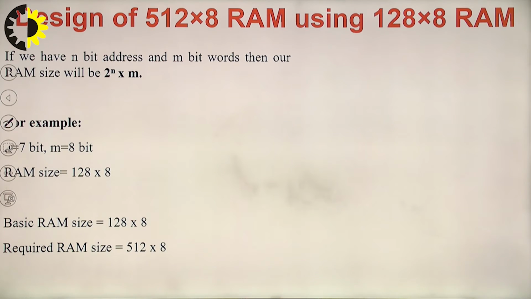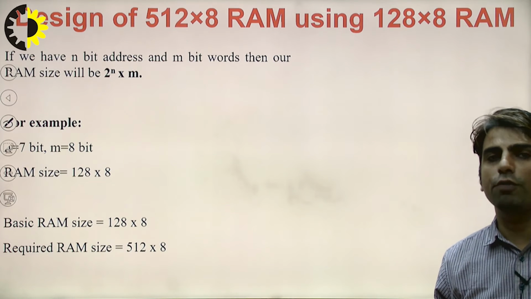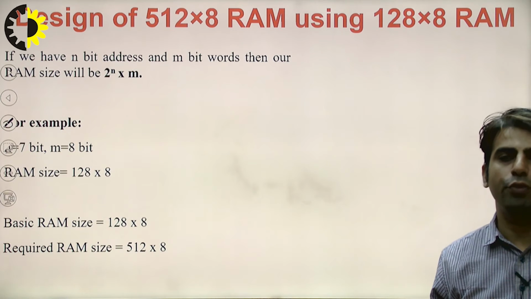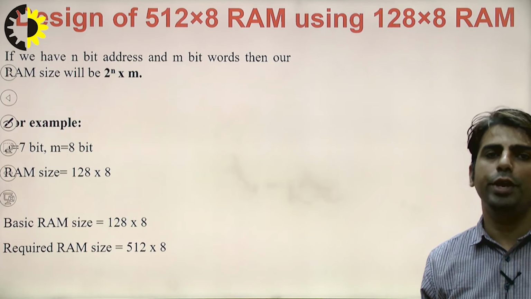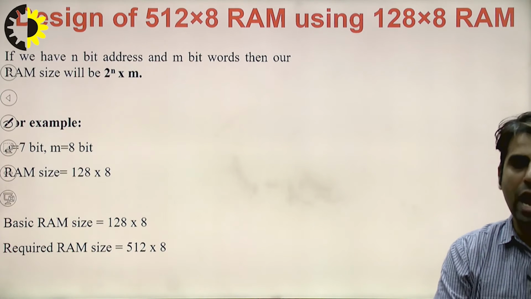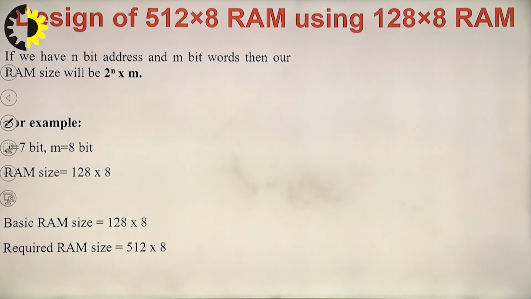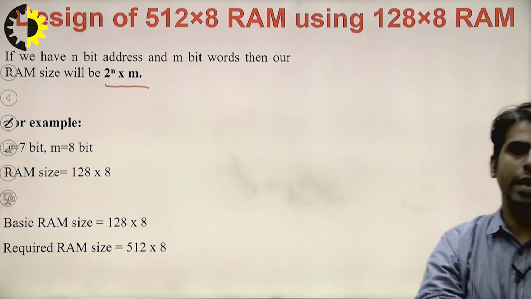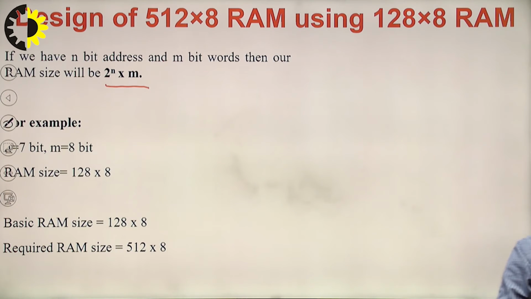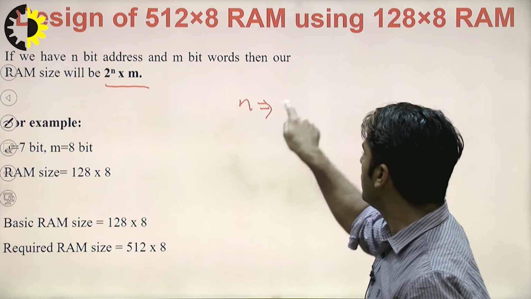Now we are going to design a 512 into 8 RAM using RAMs of size 128 into 8. So we are provided with RAMs of size 128, but we are going to make a RAM of size 512 into 8. If we have an n bit address and m bit words, then the RAM size will be 2 to the power n into m. So that is again important. 2 to the power n means n bits will give you address lines.